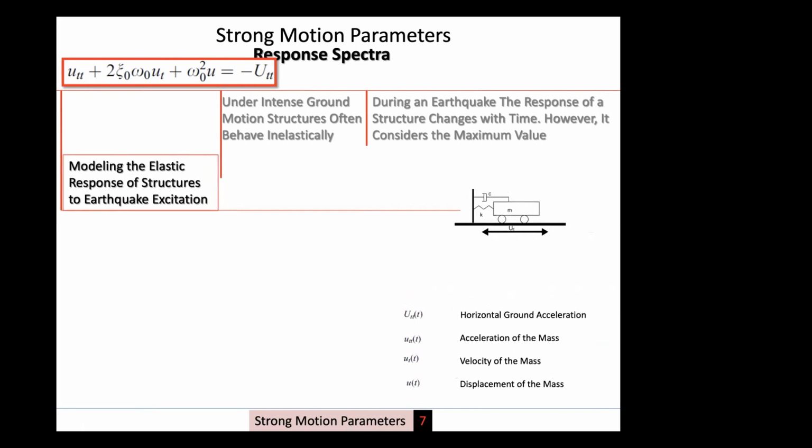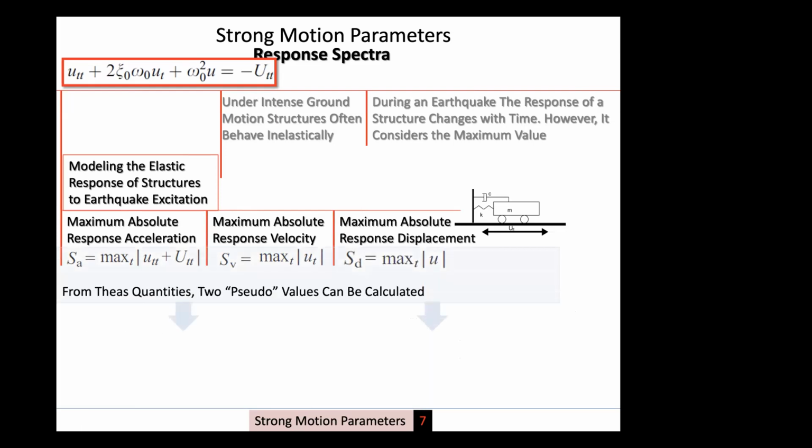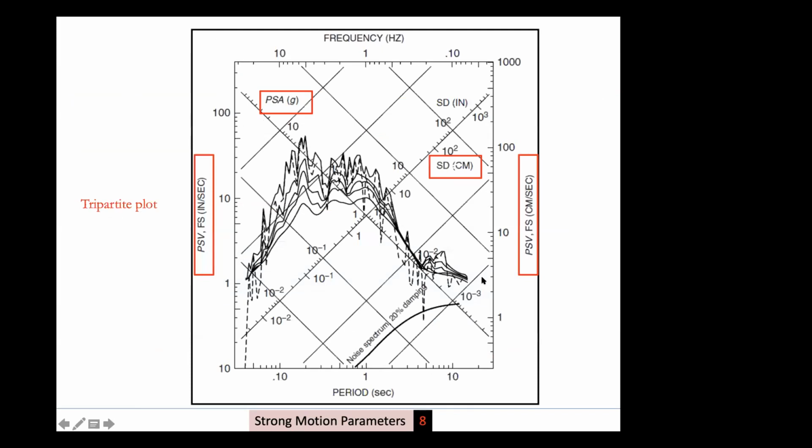So considering these points, when we want to model the elastic response of structures to earthquake excitation, we can take the maximum absolute response acceleration, the maximum absolute response velocity, and the maximum absolute response displacement. We will extract two pseudo values from these parameters. One is the maximum absolute pseudo acceleration, which can be calculated using this equation. It's quite straightforward, as well as the maximum absolute pseudo velocity, which can be calculated from here. So when we obtain these three parameters for different periods, we will finally reach a graph like that.